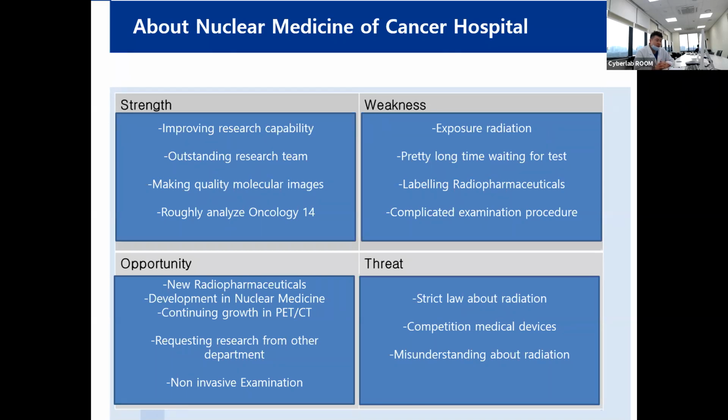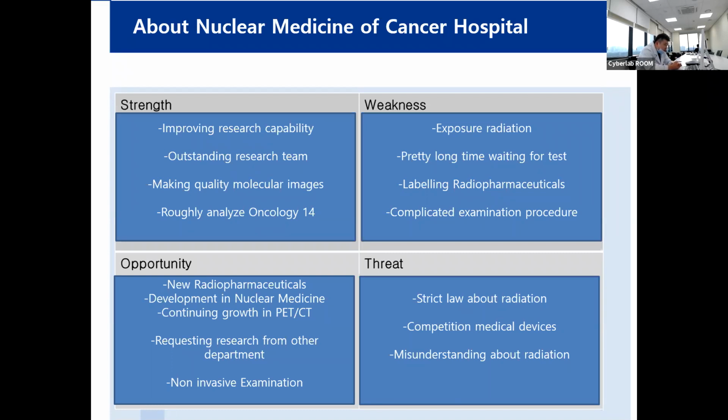We always handle the patients carefully. Labeling radiopharmaceuticals and the examination procedure are complicated. There is no simple procedure. Waiting, for example, is 1 hour. Some tests have a waiting time of 2 hours or 1 hour and a half, depending on the test. So we need to tell the patient about this weakness while they are waiting for the test.